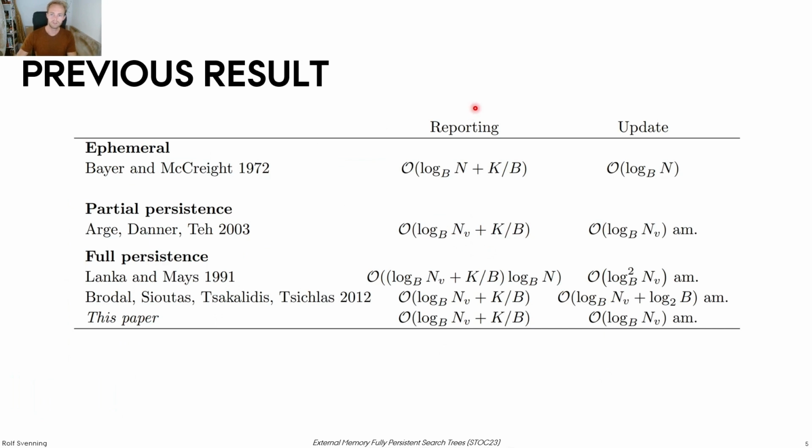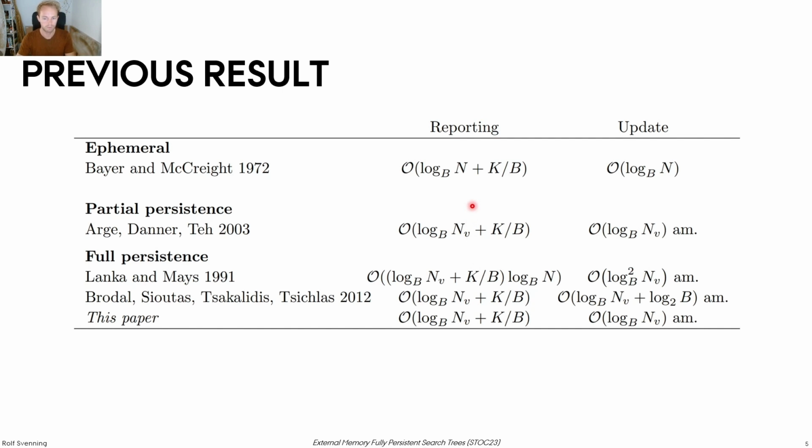Okay. So what are some of the previous results or related results for this problem? Well, we have the classical B-trees here by Bayer and McCreight. And then we can see for partial persistence, we actually have bounds that are matching those of classical B-trees. And here we have a result by Arge, Danner, and Teh from 2003. N subscript B here just indicates that the operation takes time proportional to the size of the version you're accessing. So N subscript B here is the size of version B.